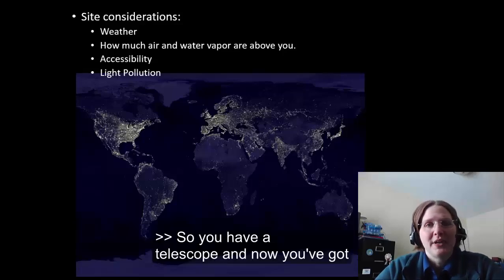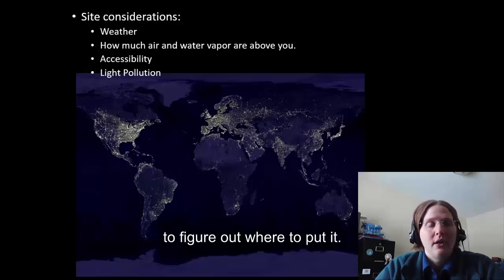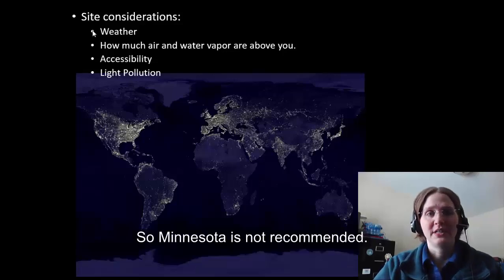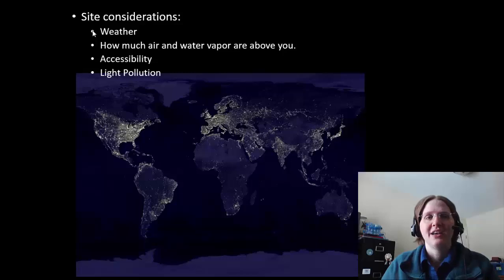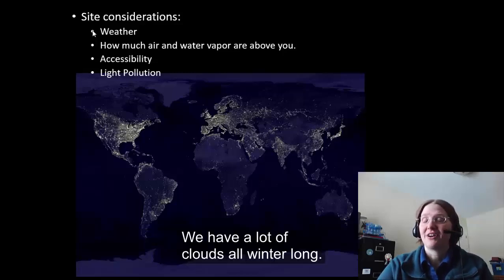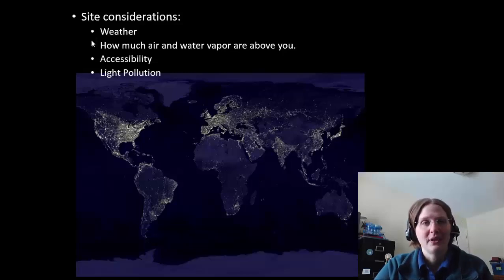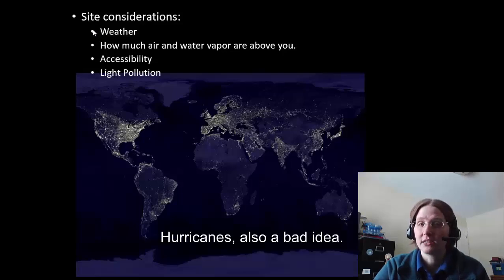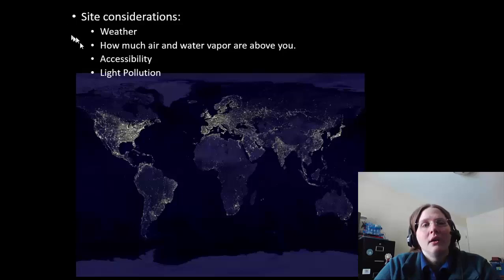So you have a telescope and now you've got to figure out where to put it. You want to definitely choose someplace with decent weather. So Minnesota's not recommended. We have a lot of clouds all winter long. So you want clear skies, not a whole lot of rain. Hurricanes, also a bad idea.